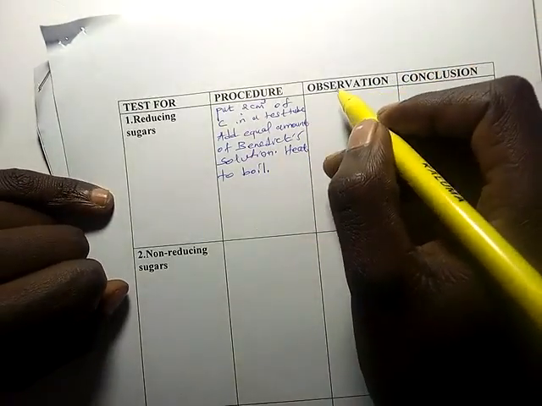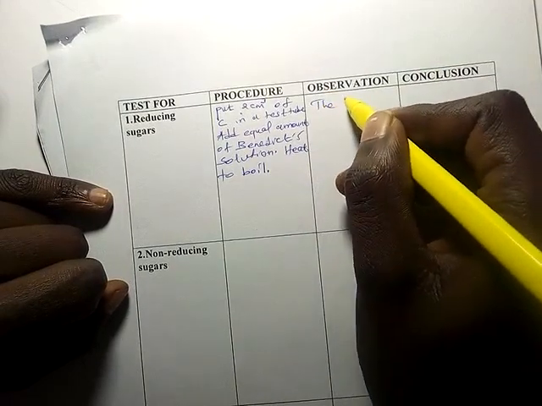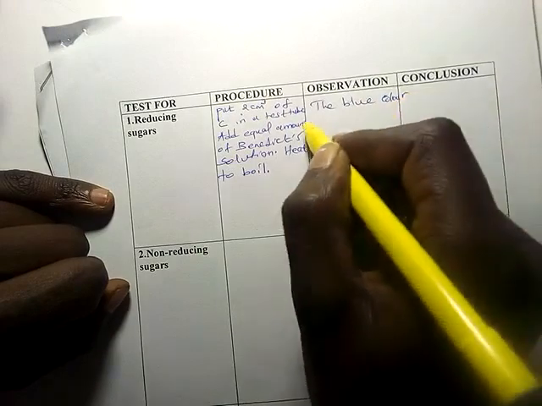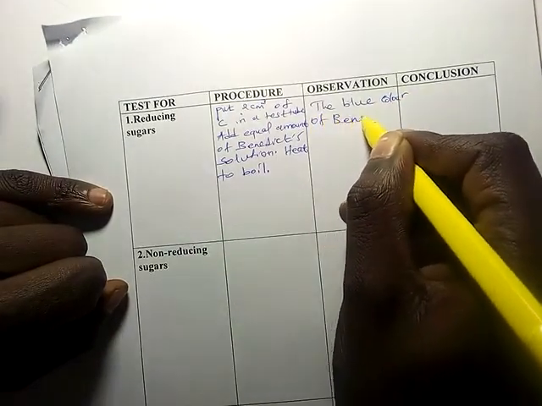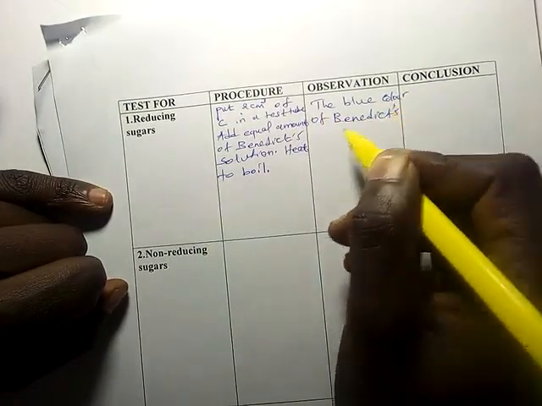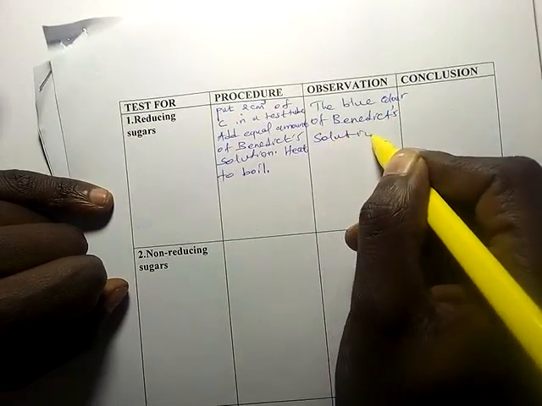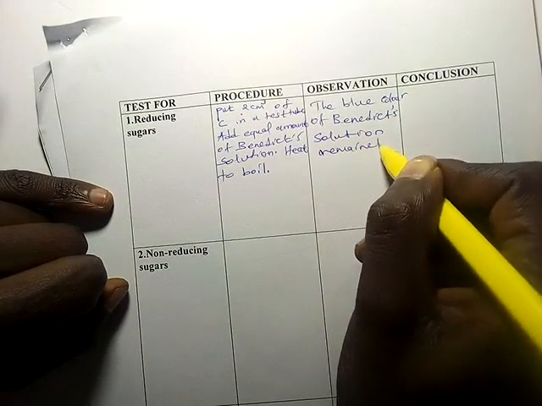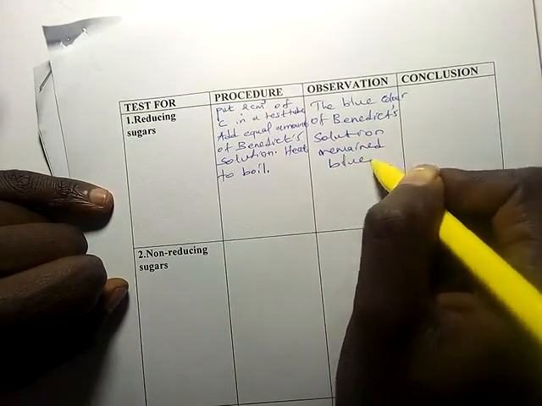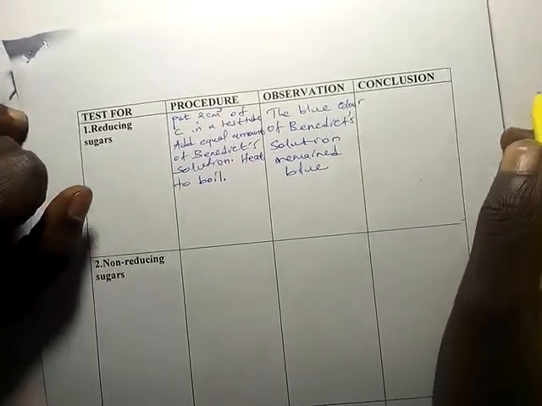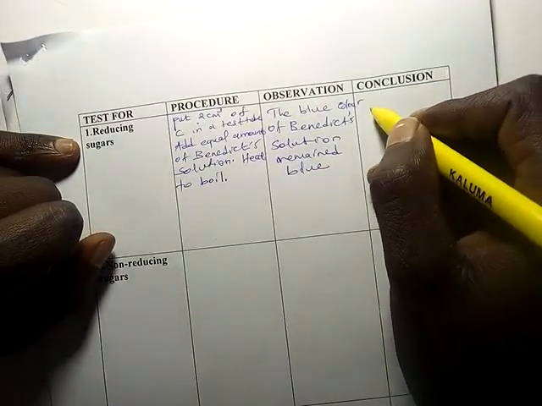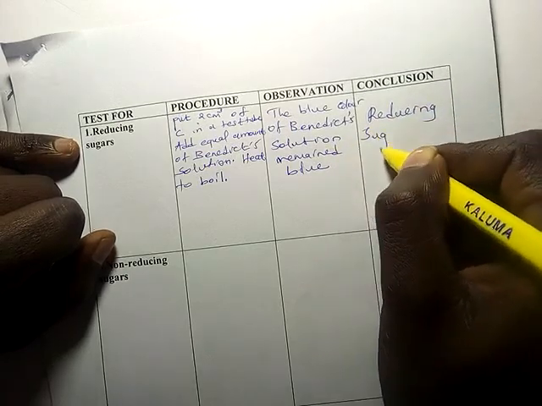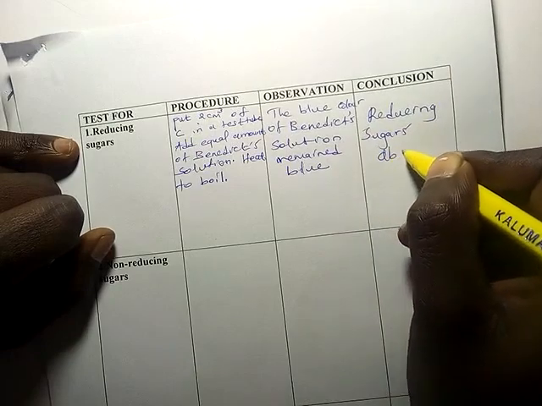Now the observation was the blue color of Benedict's solution remained blue. In conclusion, there was absence of reducing sugars. Reducing sugars absent.